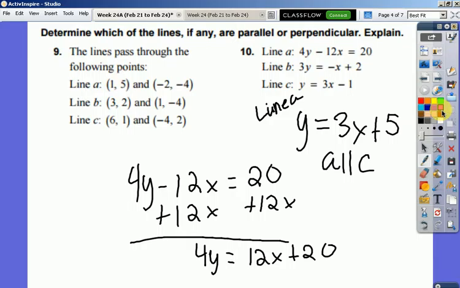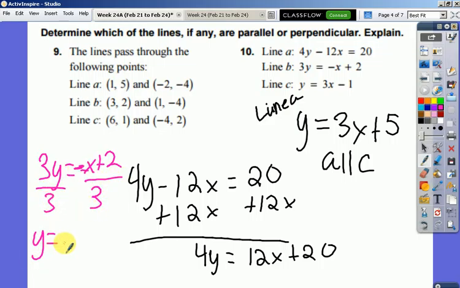Okay, so we have 3y equals negative x plus 2. So I have to divide by 3, divide by 3. So I get y equals what? Remember, I have to split this up into 2 fractions. What will it be?